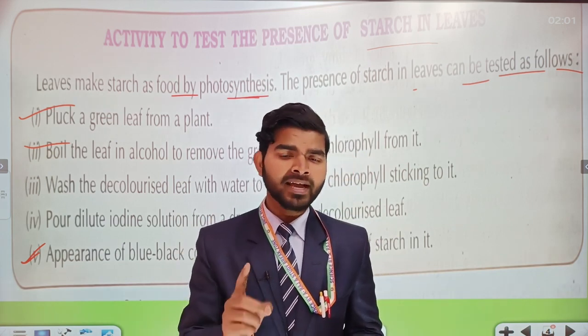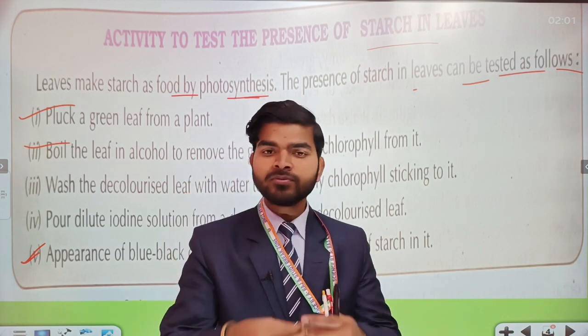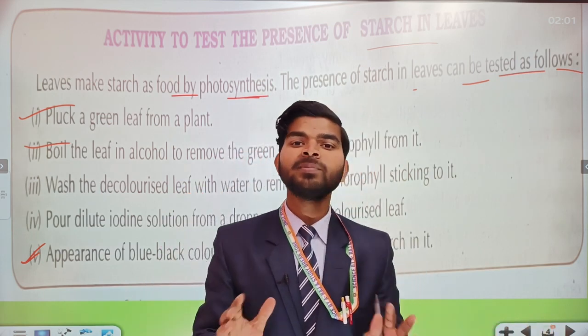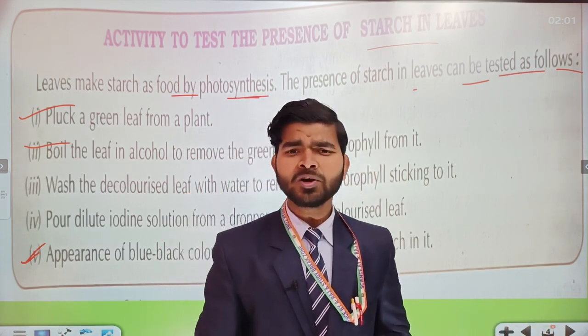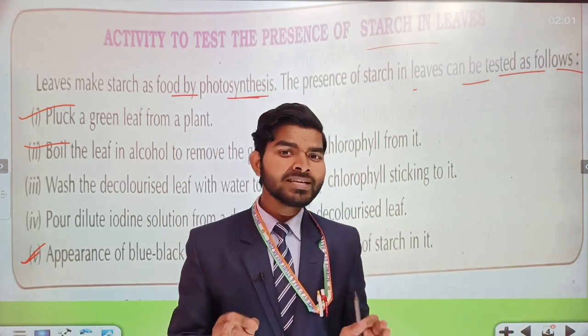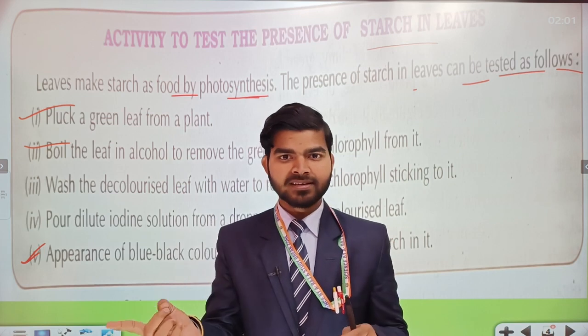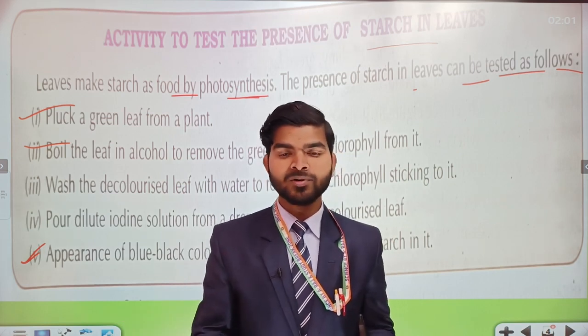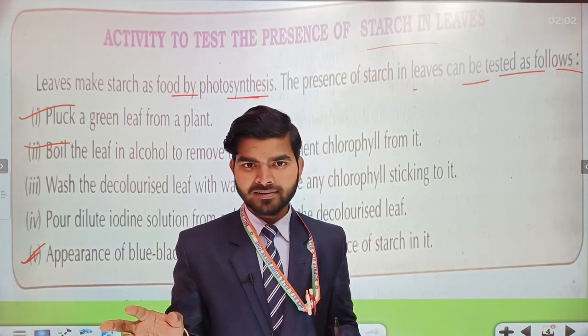And once chlorophyll is removed from that leaf, then the leaf becomes colorless because you have removed the chlorophyll. So the color of the leaf is not going to be the previous green color, because you have removed the chlorophyll. Obviously yes.